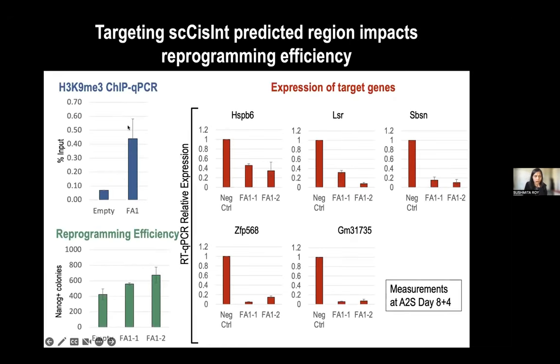And what you see here is the result of this validation experiment. This is a sanity check. So a K9 ME3 ChIP qPCR shows that this particular locus has a lot of K9 ME3. And then when we measure reprogramming, we see there's an increase in reprogramming efficiency. And when we look at the expression of the genes, we see there's a significant change, a significant downregulation of gene expression. So that is promising. It shows that the predicted targets do have a significant impact on gene expression.